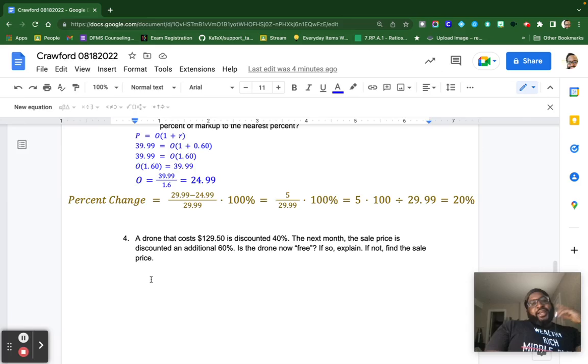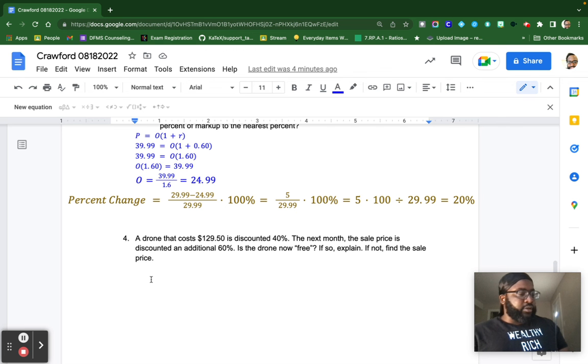All right, number four, we got a drone that costs $129.50, and it is discounted at 40%. Next month, the sale price is discounted an additional 60%. The question that arises is, is this drone free? If so, please explain. If not, find the sale price.